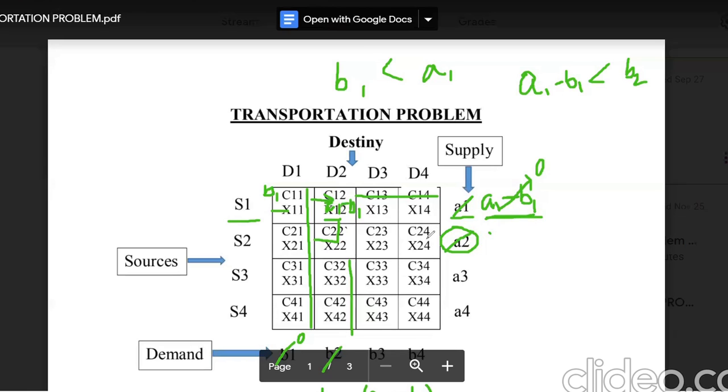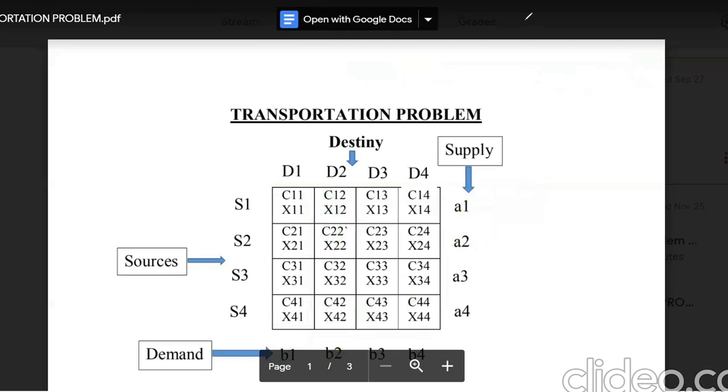Cancel out that row. If demand is fulfilled, then cancel out that one. In this way, we'll move to the last cell. This will become more clear if I take one example on that. So let us take one example, then it will be more clear.